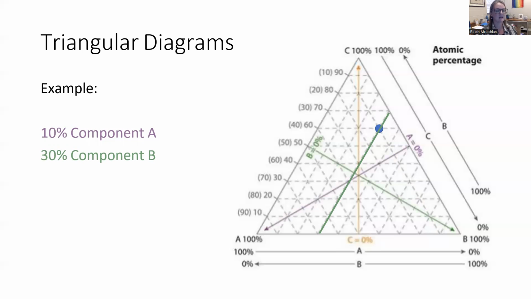And then the same thing for C, where 0% is at the bottom, 100% is at the top, and we find that that blue dot is on 60% C. So whatever material this is, it's got 10% A, 30% B, 60% C, and we would write that as A10, B30, C60.